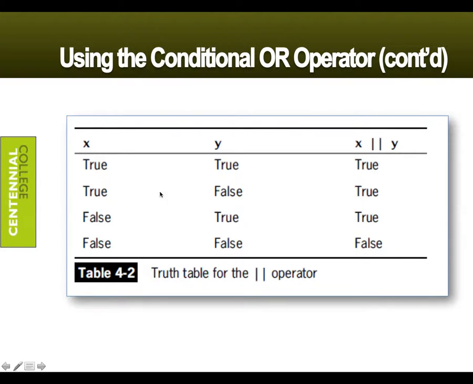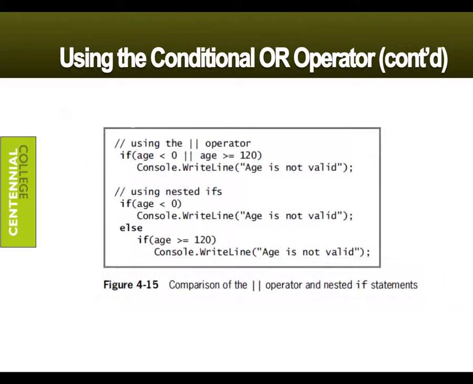Take a look. If X is true, this first condition, and Y is true, well, it's true. If X is true or Y is true, well, then it's true. If X is false or Y is true, well, then it's true. The only time it's false is when both are false. Both conditions have to be false for it to be false. Okay?